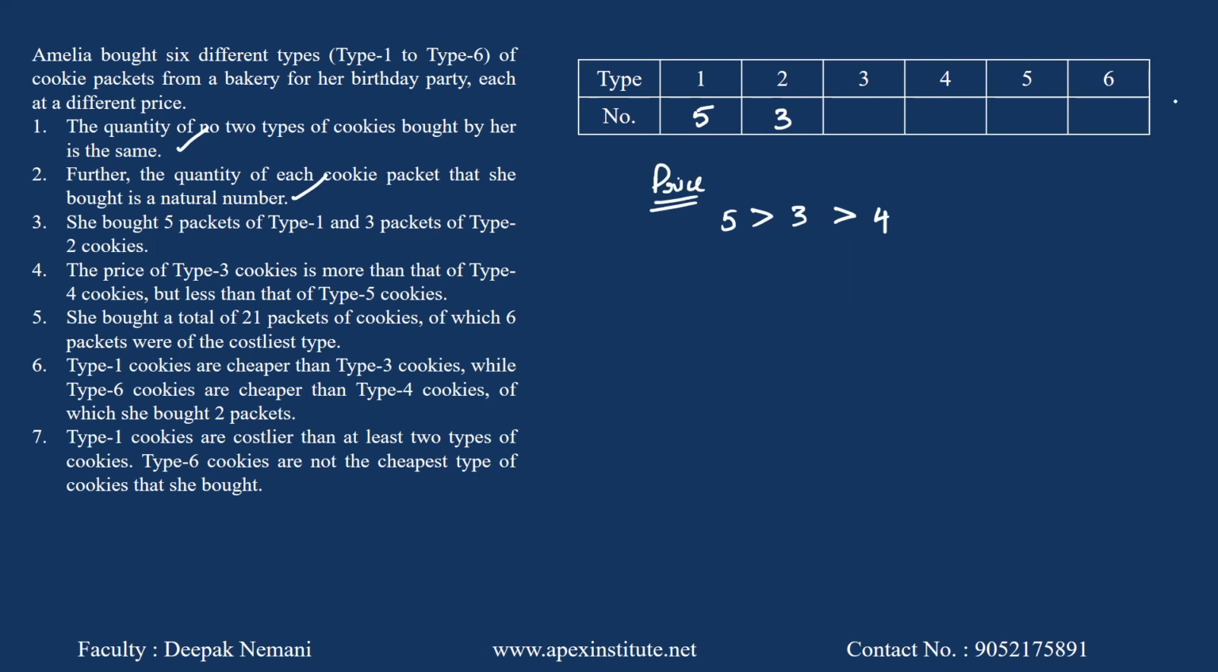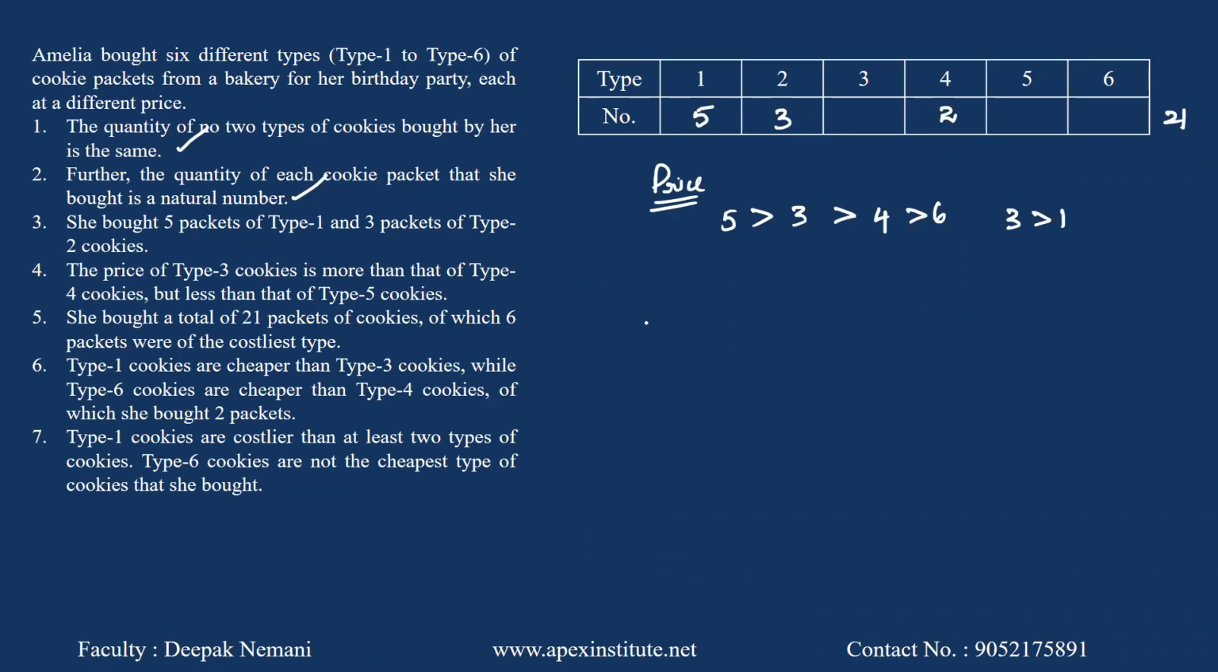Now she bought a total of 21 packets of cookies, of which 6 packets were of costliest type. Now type 1 cookies are cheaper than type 3 cookies, while type 6 cookies are cheaper than type 4 cookies, of which she bought 2 packets. Type 4 cookies, she has bought 2 packets. Type 1 cookies are costlier than at least 2 types of cookies. Type 6 cookies are not the cheapest type of cookies that she has bought.